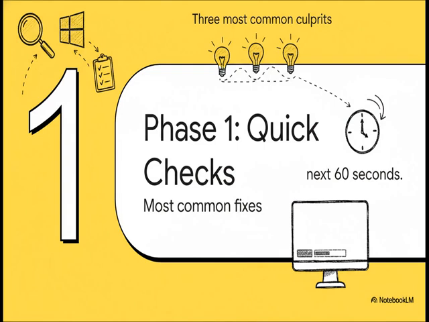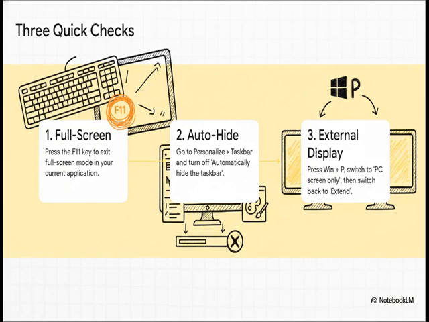All right, so for phase 1, we're just going to run through the 3 most common reasons this happens. These are usually just simple settings that got flipped by accident. For a lot of you, your problem is going to be solved in like the next minute. First things first, just try hitting the F11 key on your keyboard. That key toggles full screen mode in a lot of apps, and full screen mode is designed to hide the taskbar. If that's not it, let's check the auto hide setting.